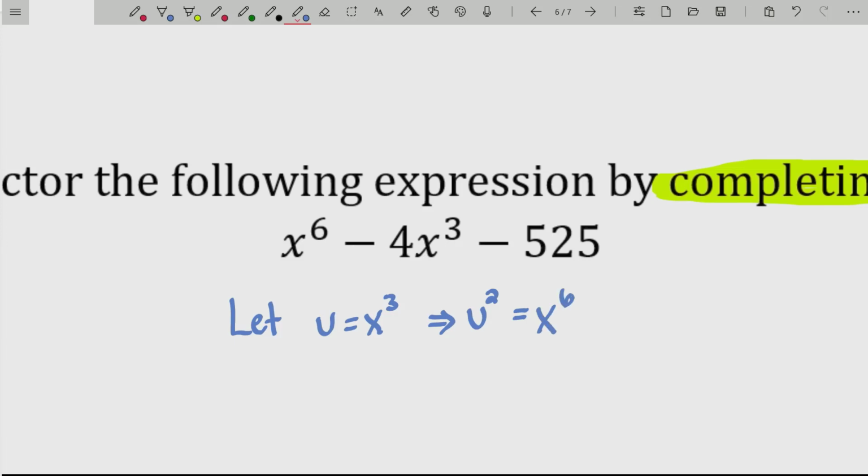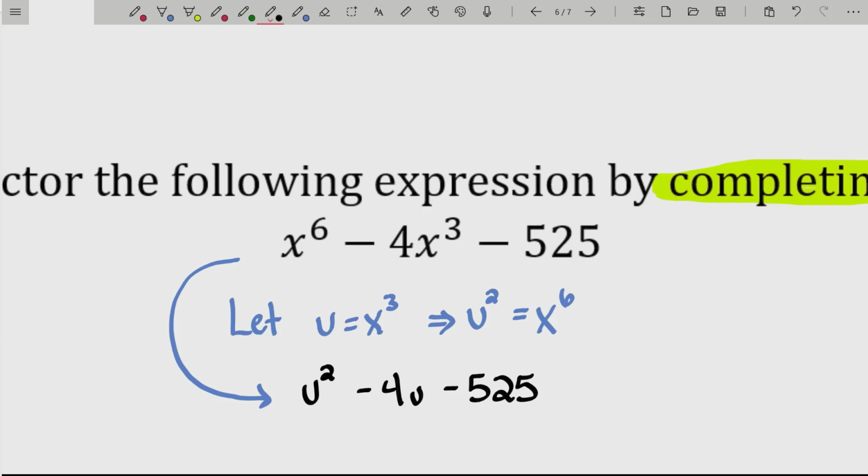You're more than welcome to do that. Most people probably wouldn't, but when you're first learning this, it sometimes helps to do that. So I will go ahead and do that here. Doing so, I get the following. This would be u squared minus 4u minus 525. It really doesn't make much of a difference. Coefficients are the same. It just makes it look a little cleaner.